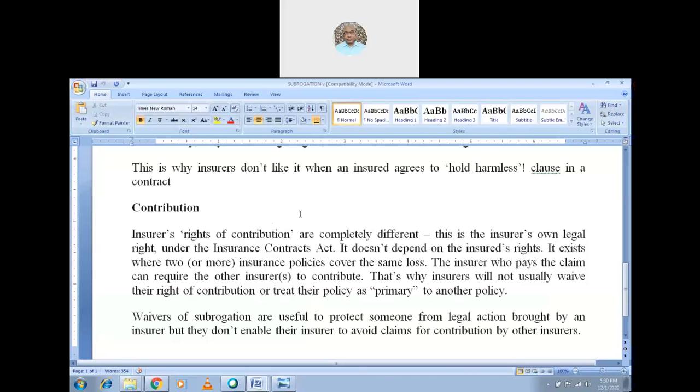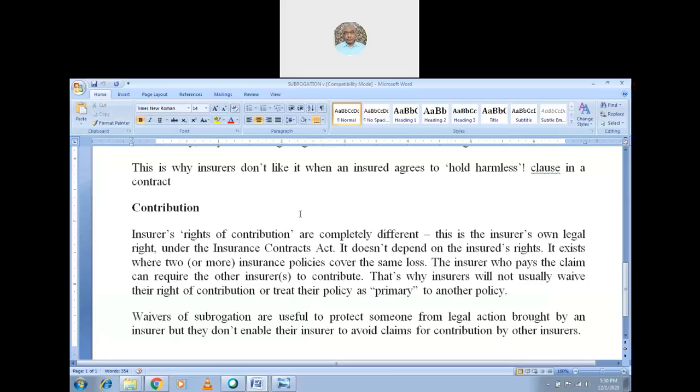Suppose two or more policies cover the same loss, then the two insurers are supposed to pay, because the insured is paying the two different policies with different premiums. The insurer who pays the claim can require the other insurers to contribute. Suppose one insurer paid the entire compensation, then it should be shared by the other insurers also to complete such a contract.